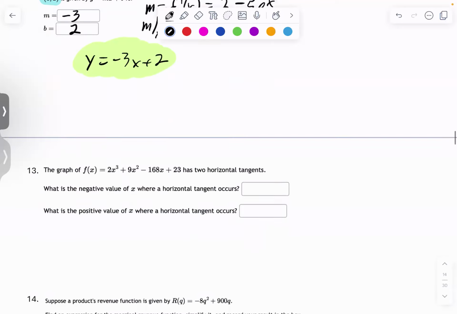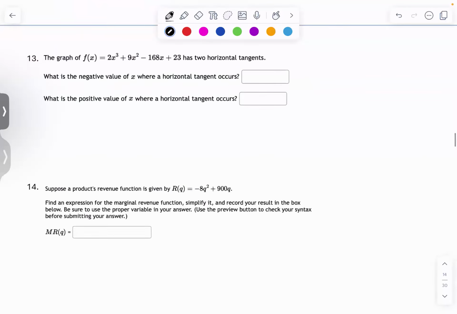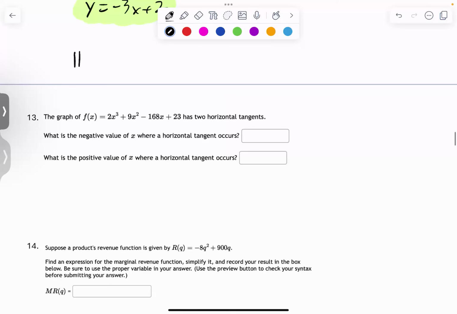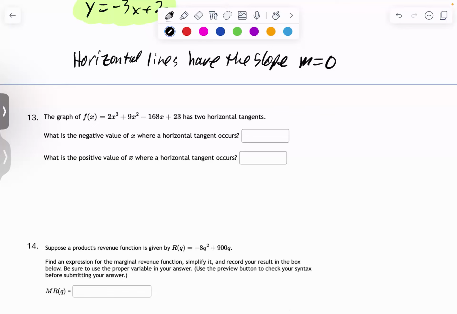All right, we are to the last page. The graph of f of x, 2x to the 3rd plus 9x squared minus 168x plus 23, has 2 horizontal tangents. All right, what that means is a horizontal tangent, just as a quick reminder, horizontal lines have the slope m equals 0. And remember, m is the derivative.